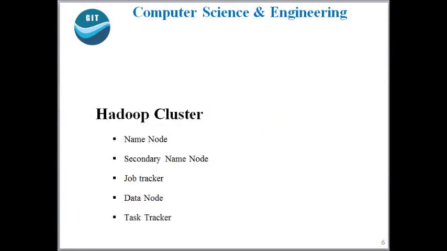So a small Hadoop cluster includes a single master and multiple worker nodes. The master node consists of a job tracker, task tracker, name node and data node. A slave or worker node acts as both a data node and a task tracker.